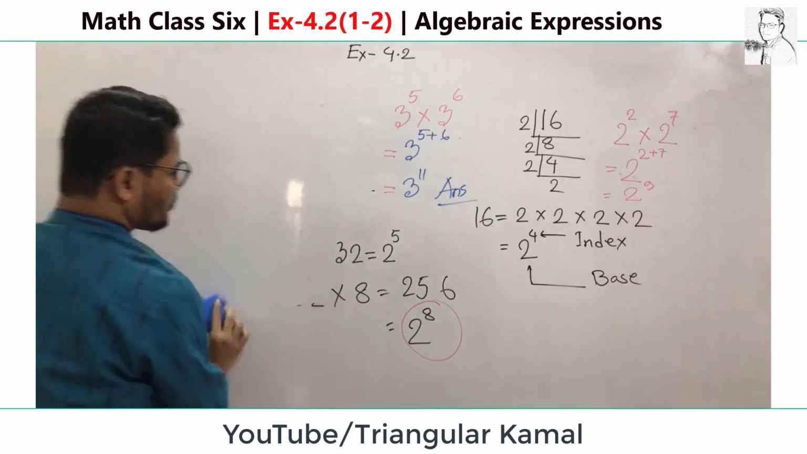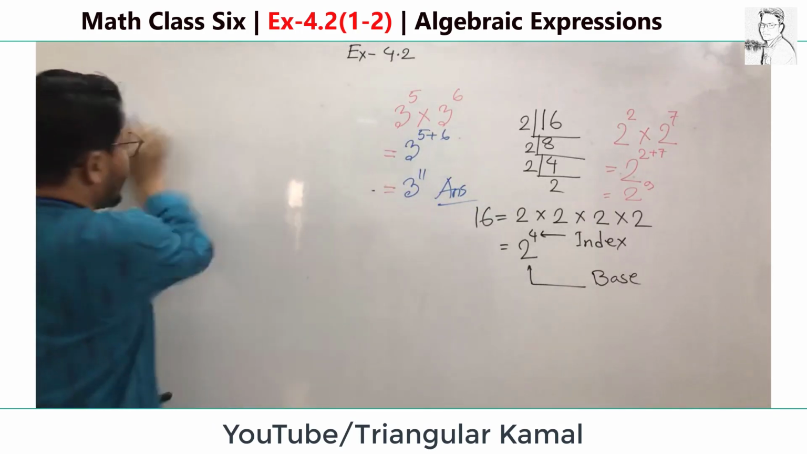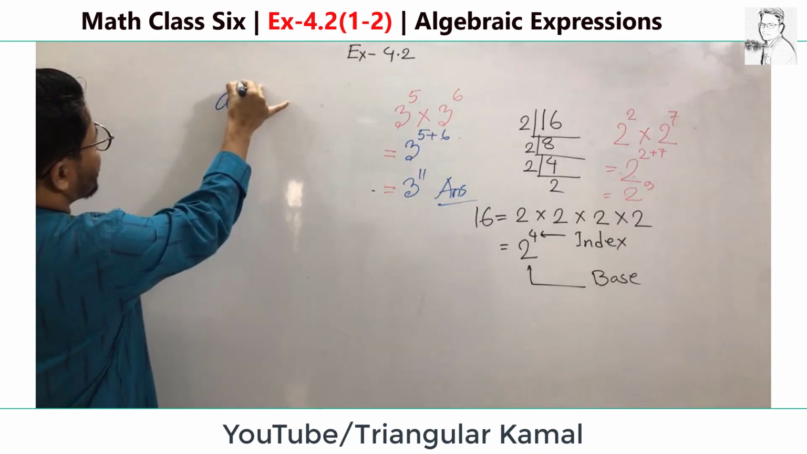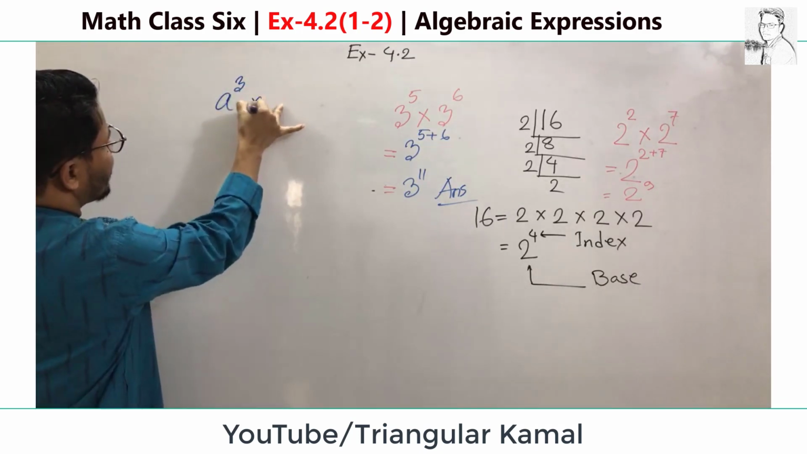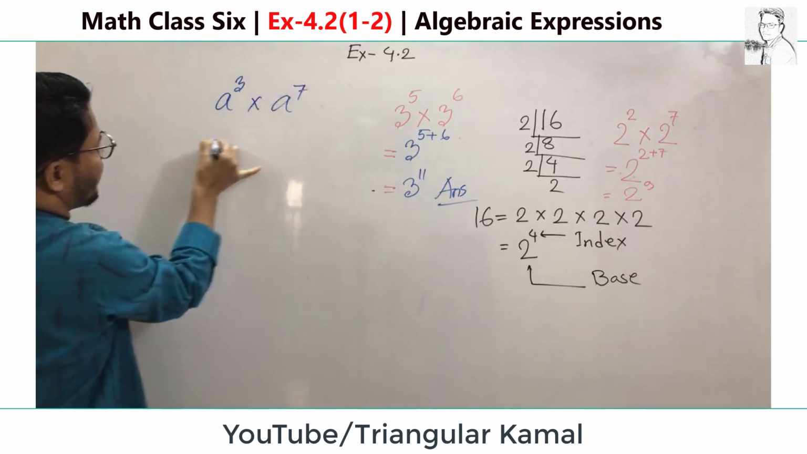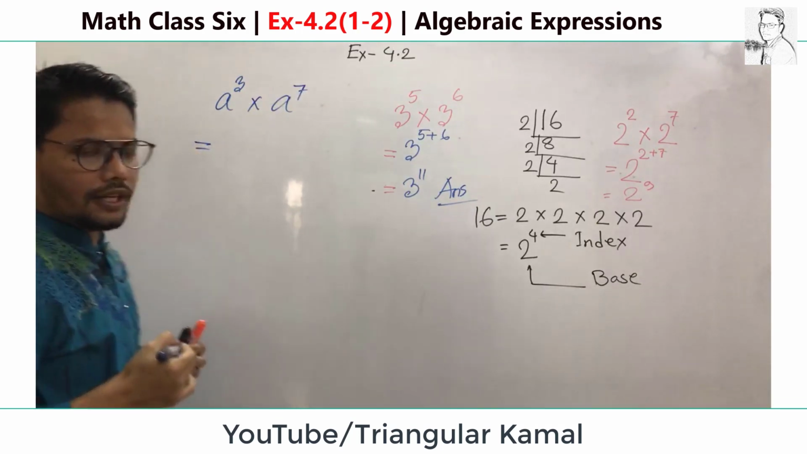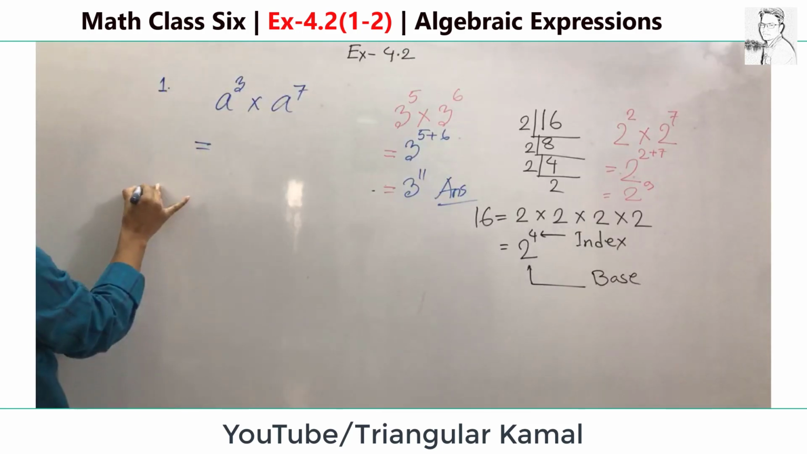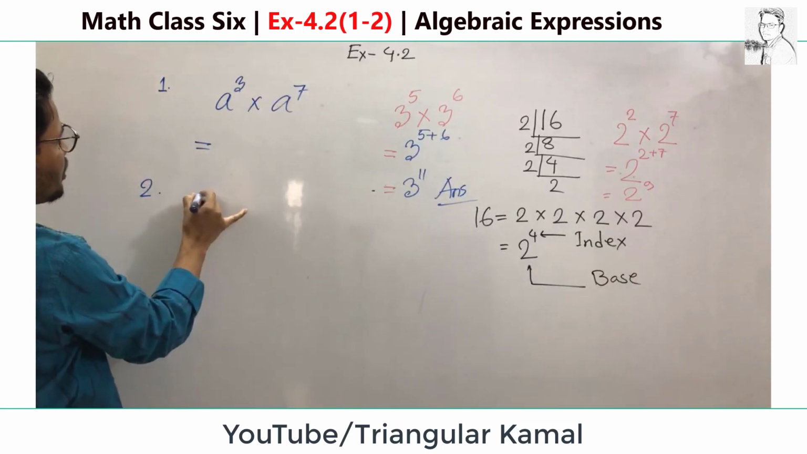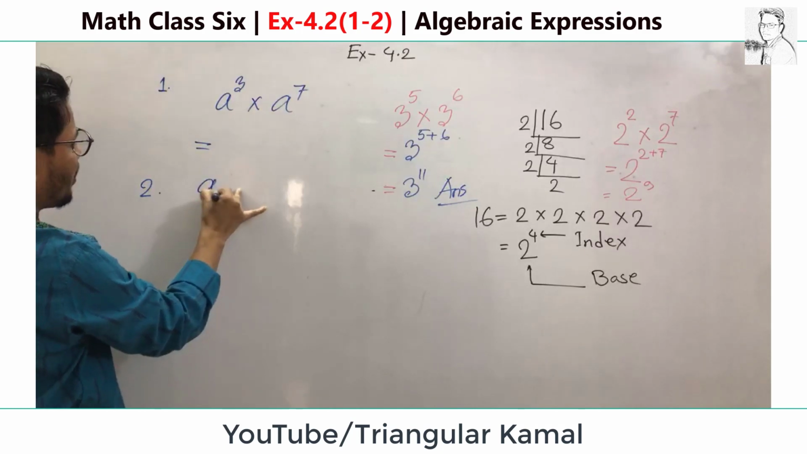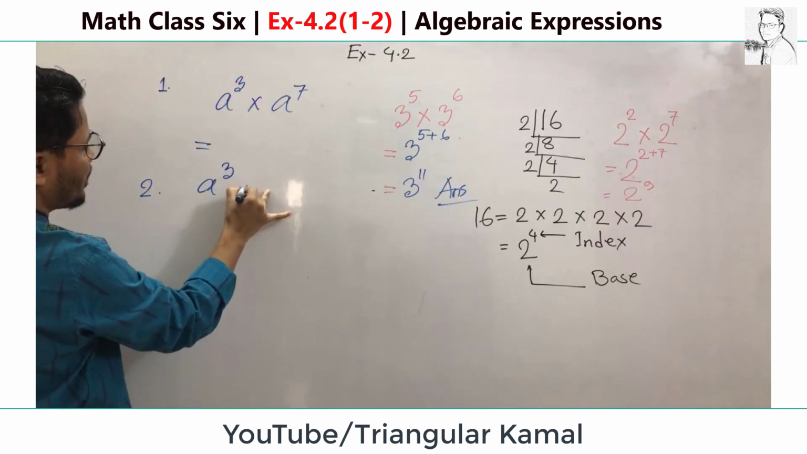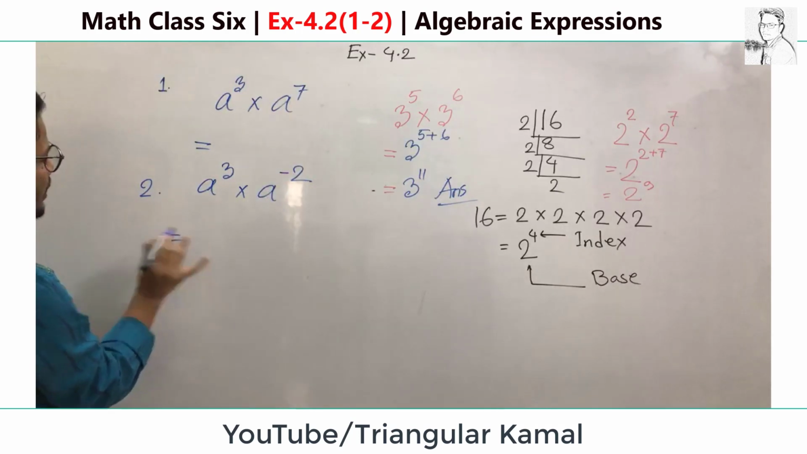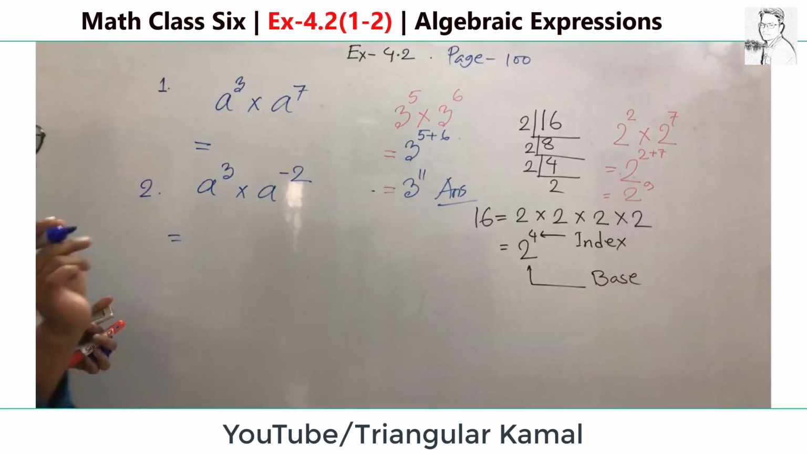Okay. If we write down here a to the power 3 multiply with a to the power 7, what will be the result here? Number 1, please write down this one. Number 2, a to the power 3 multiply with a to the power minus 2. And what will be the result of number 2? Okay, I will discuss this one.